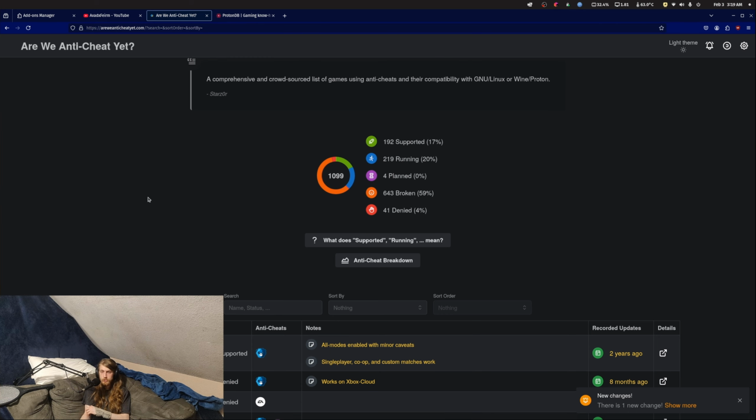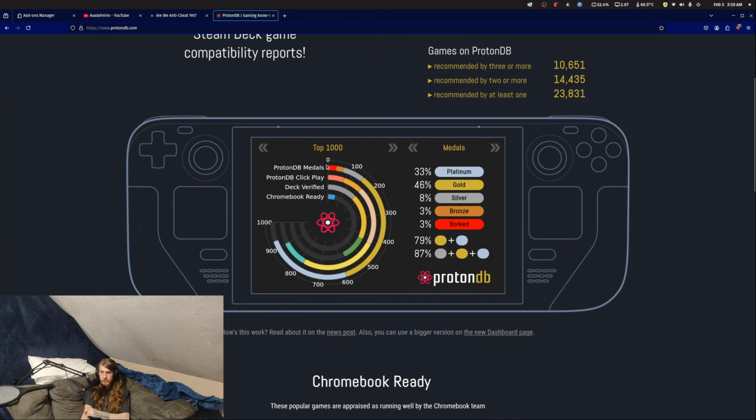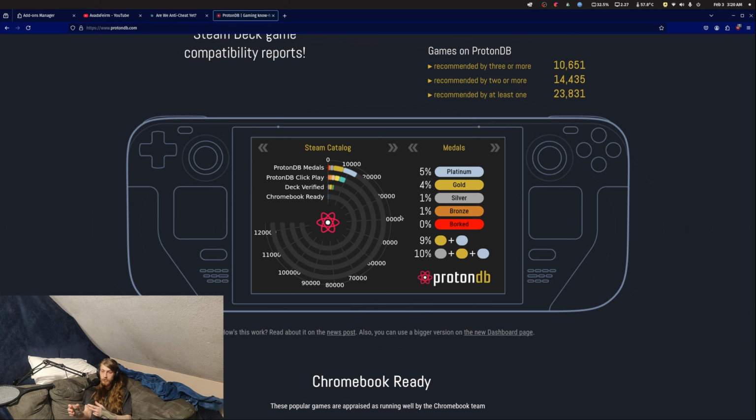So if your game makes use of a kernel level anti-cheat, you might want to check this out just to see if you can even get your game to run. If your game does not make use of a kernel level anti-cheat, then I recommend checking out ProtonDB here. As you can see, many of the top 1,000 games can at least be played on Linux, but as seen here, the Steam catalog, there's quite a few games that don't have any medals. These here are games that haven't either been tested or have been tested by users, but the users just went and played the games instead of reporting how well they worked.